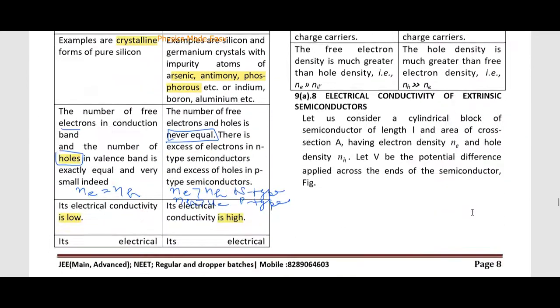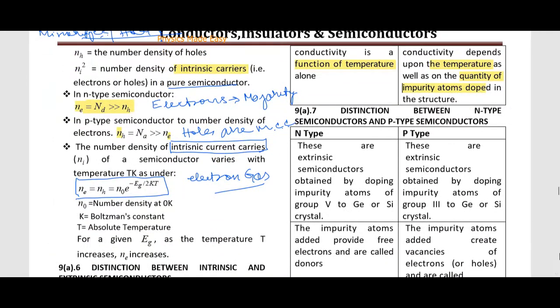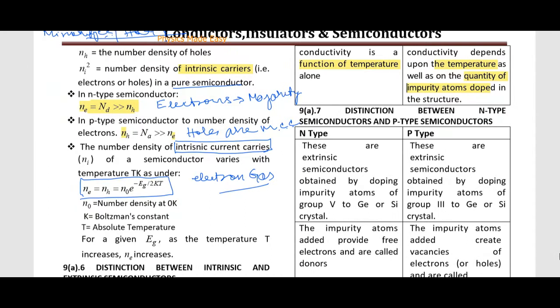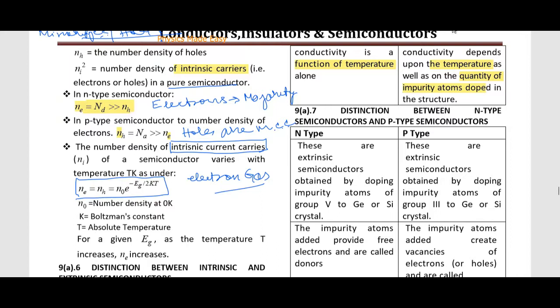And then the difference between N and P type. This is also very much important. In N type, group 5 pentavalent impurities are used, arsenic, antimony, etc. And in P type, group 3 impurities are used.